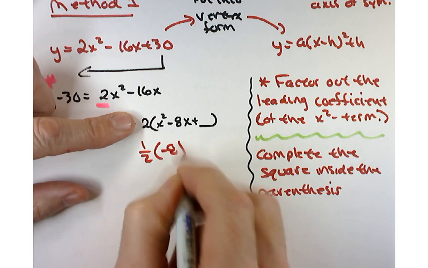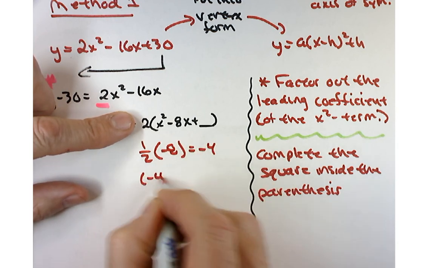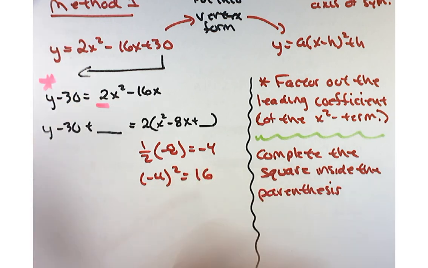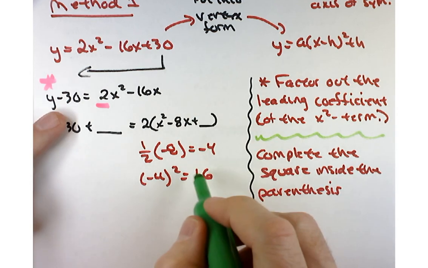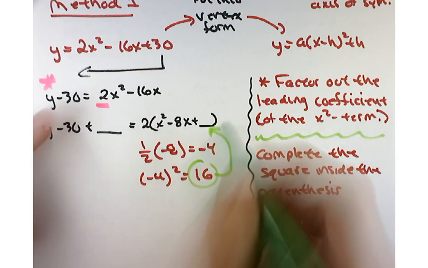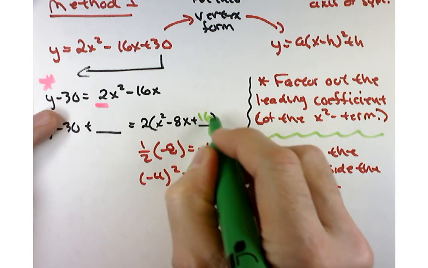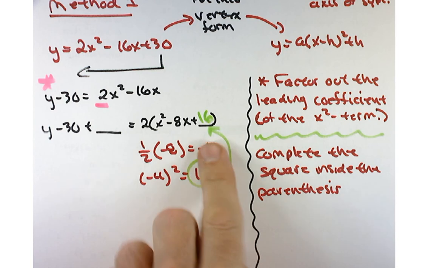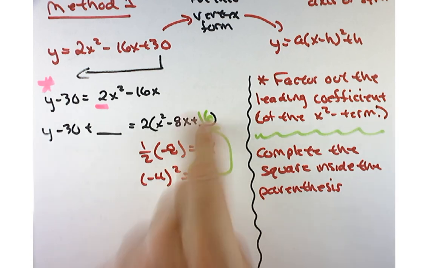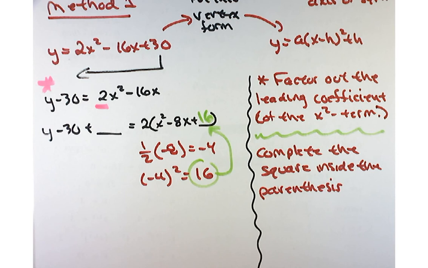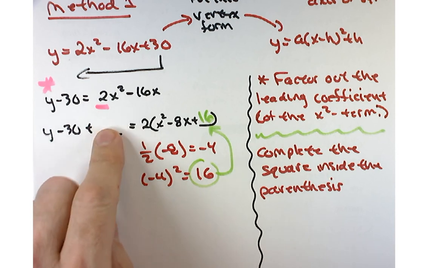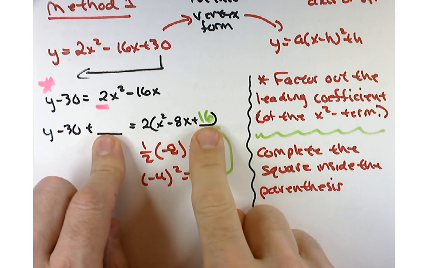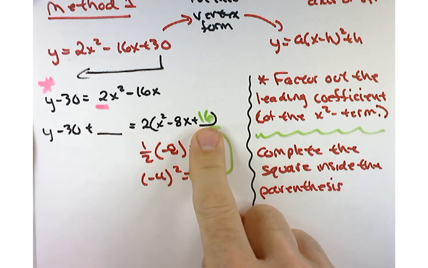Yeah, 1/2 of the b term is -4, and then -4 squared is 16. So that 16 is going to go right there. So I put 16 here, but if I put something on the right-hand side, I'm also going to put something on the left-hand side to keep things in balance. What would I put here to keep this in balance? And I'll give you a hint, it's not a 16.